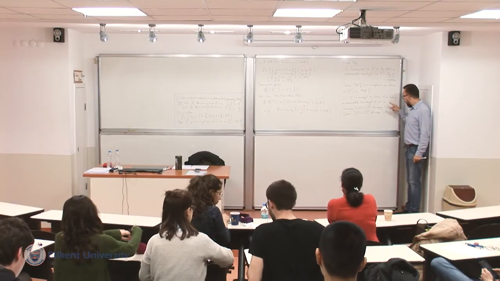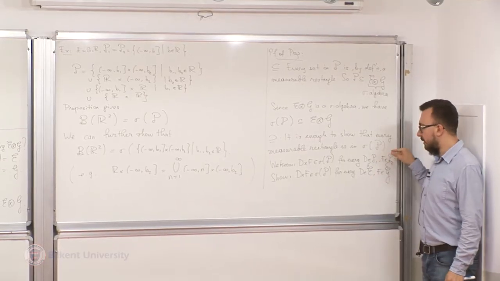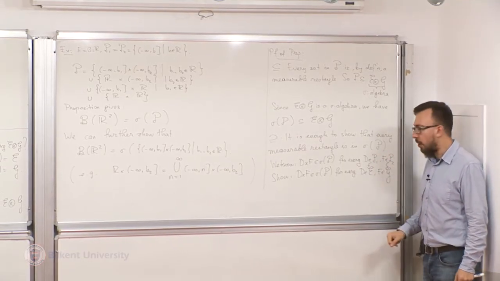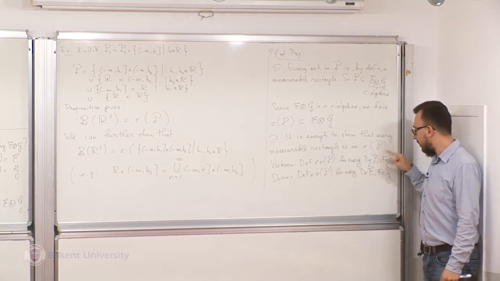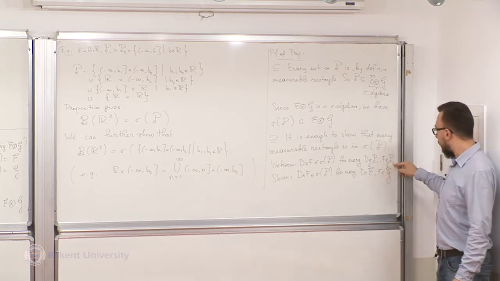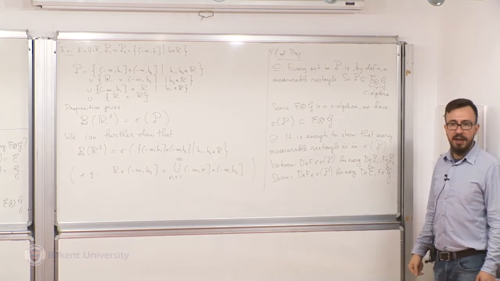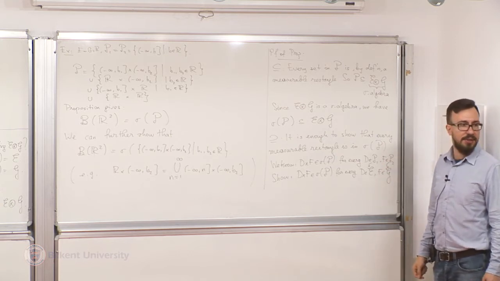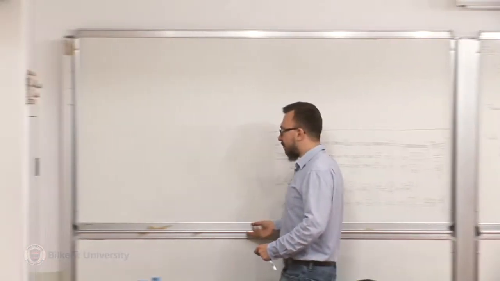For every D from the first pi system, for every F from the second pi system, and we would like to show the same result holds for every D from the sigma algebra generated by the first pi system and for every F from the sigma algebra generated by the second pi system. So hopefully this is something that is familiar to you. Anyway, let's prove it.